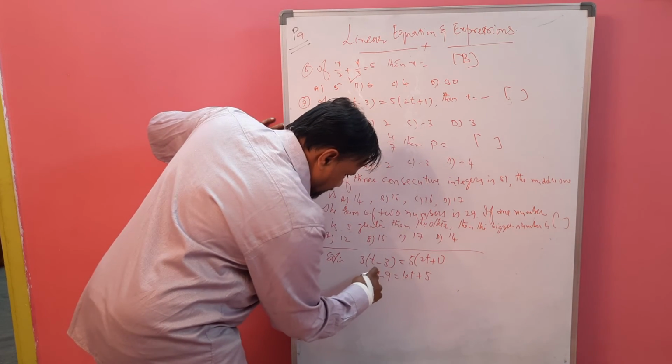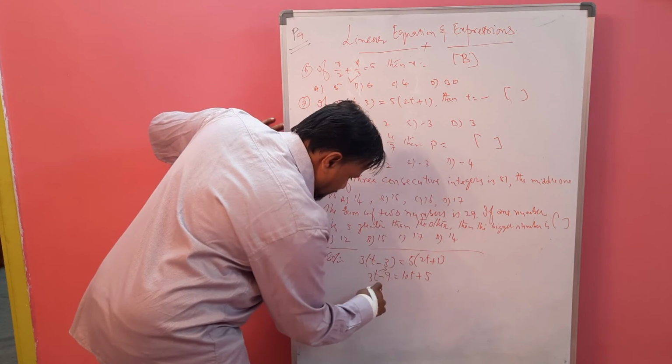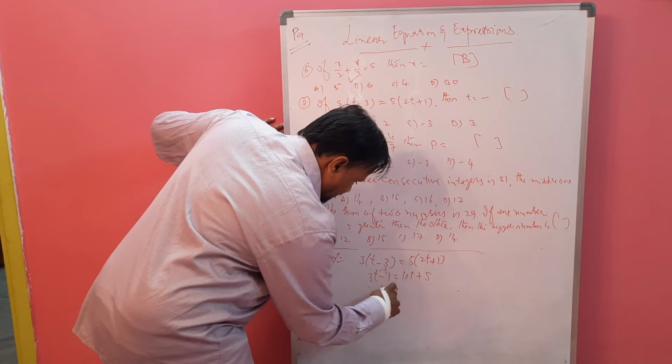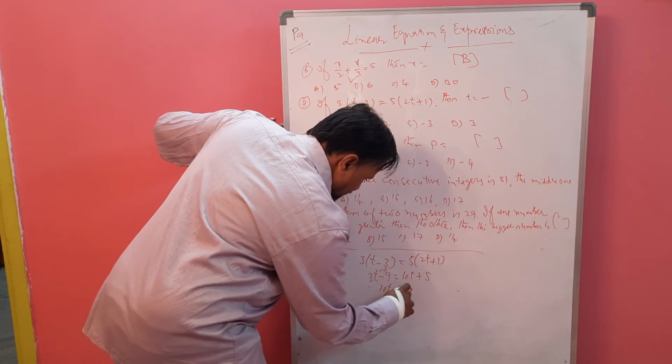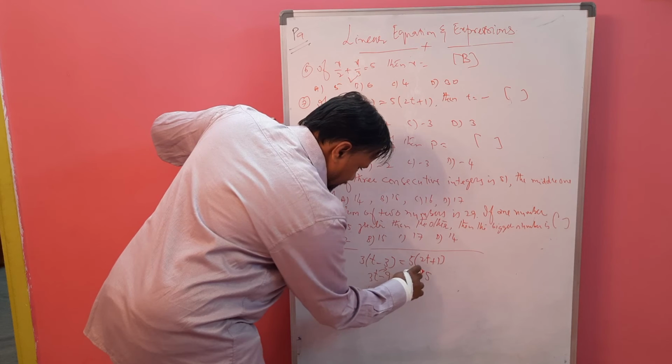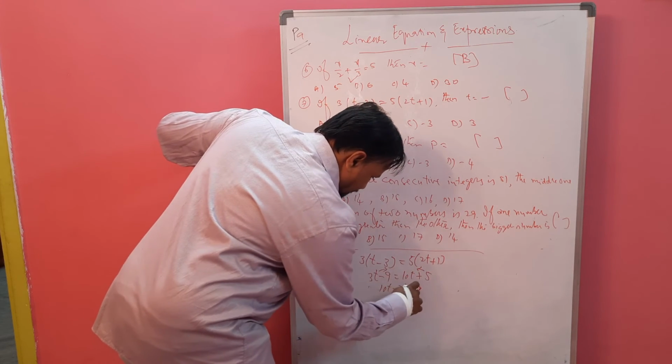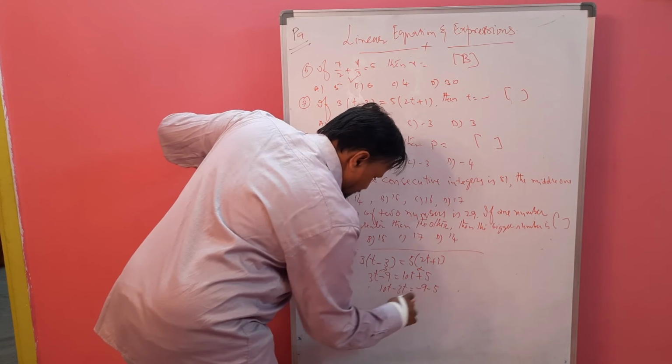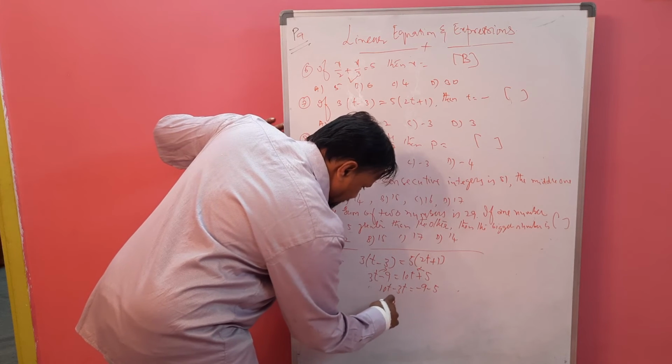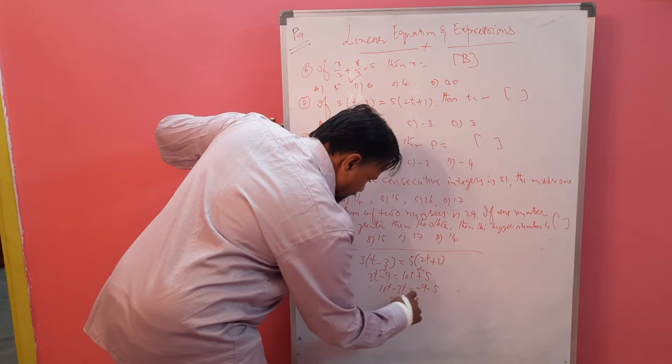Now move this number. This is the smallest one. So move that side. 10t minus 3t equal to. Move this number to this side. Minus 9 minus of 5. So this is 7t equal to minus 14.